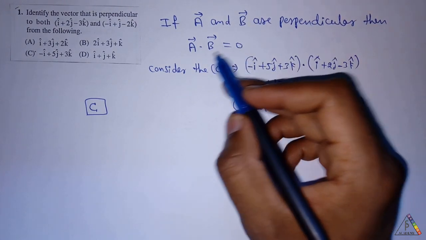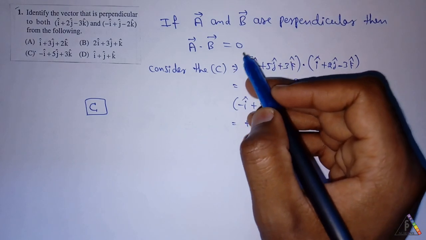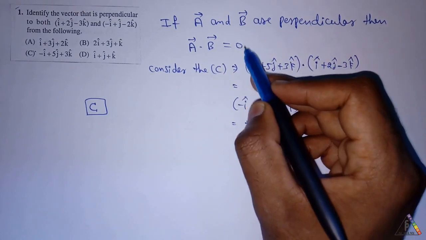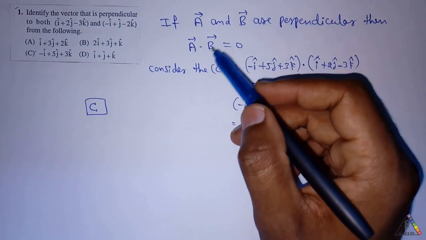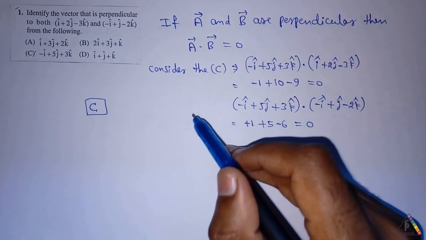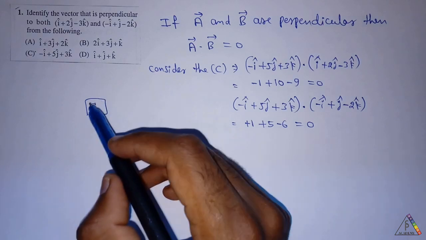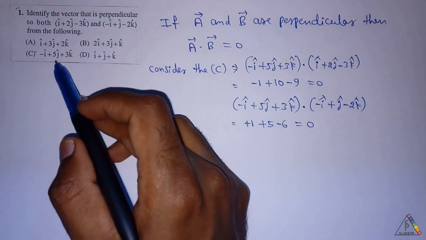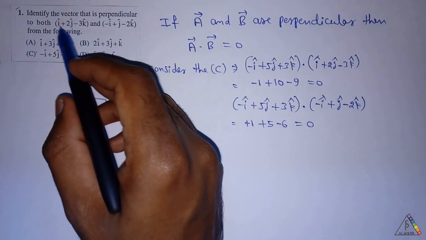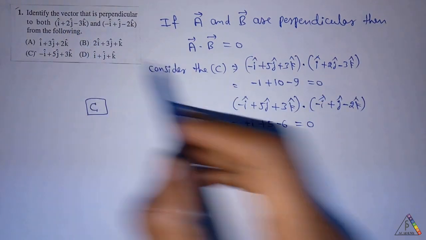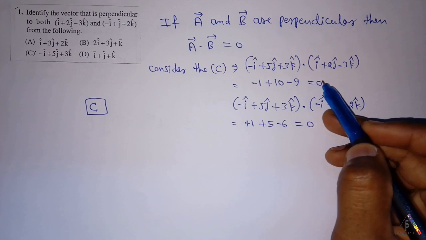perpendicular if their dot product is equal to 0. If the dot product of these two vectors is equal to 0, then we can say this A vector and B vector are mutually perpendicular. Now I will consider the vector which is in C option and take the dot product with the given vector, that is i cap plus 2j cap minus 3k cap, then their dot product will be equal to 0.